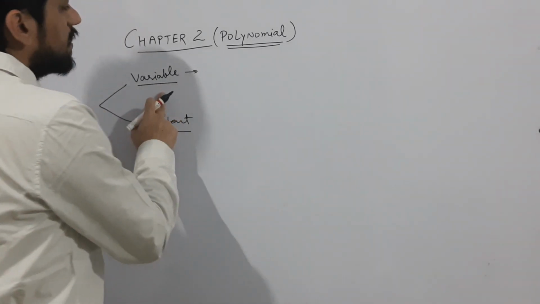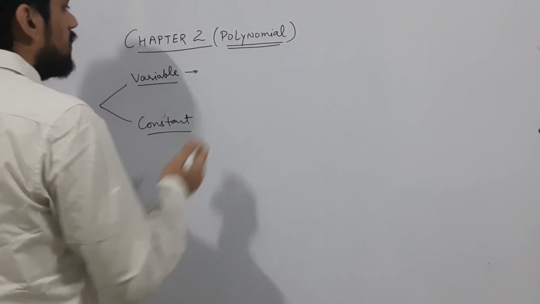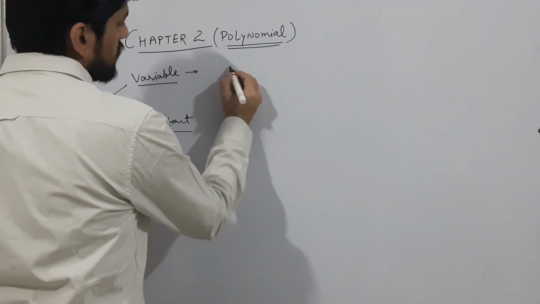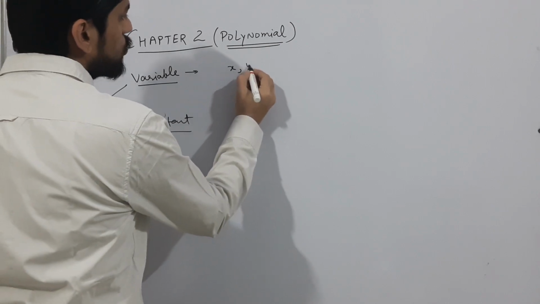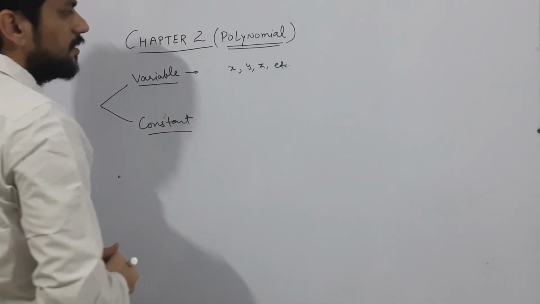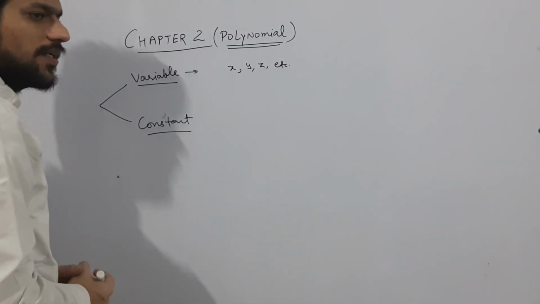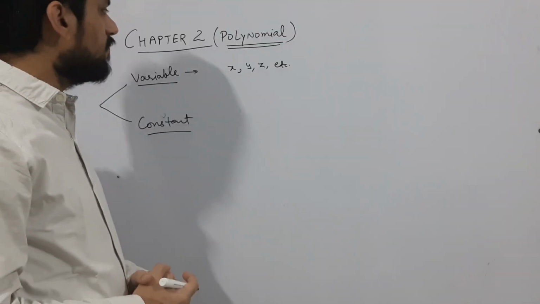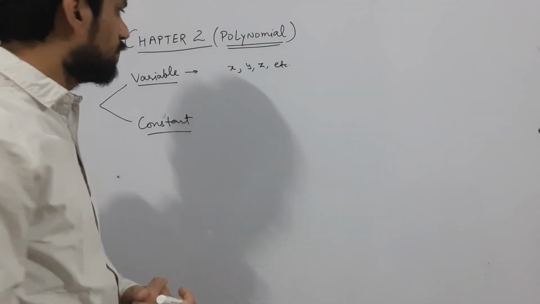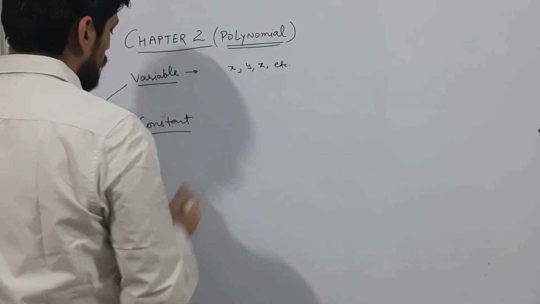A variable quantity is a quantity which can change its value. It is represented by alphabets, usually x, y, z, etc. These are used to show a variable. Variable means any quantity that can take any value, or it can change the value. For example, x can take value 1, 2, 0 or any number.